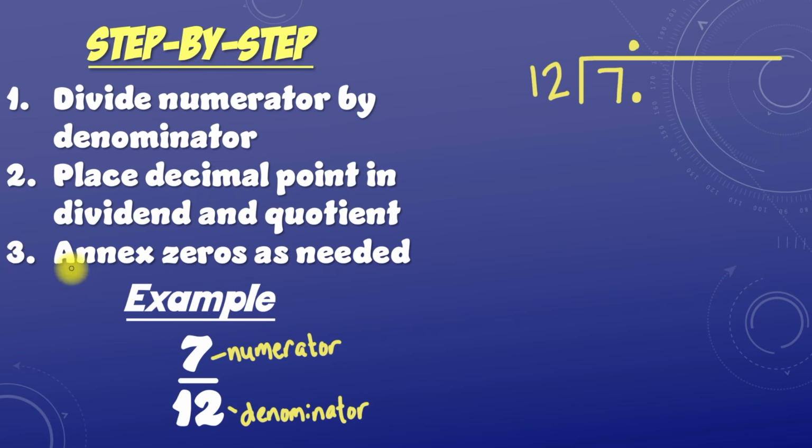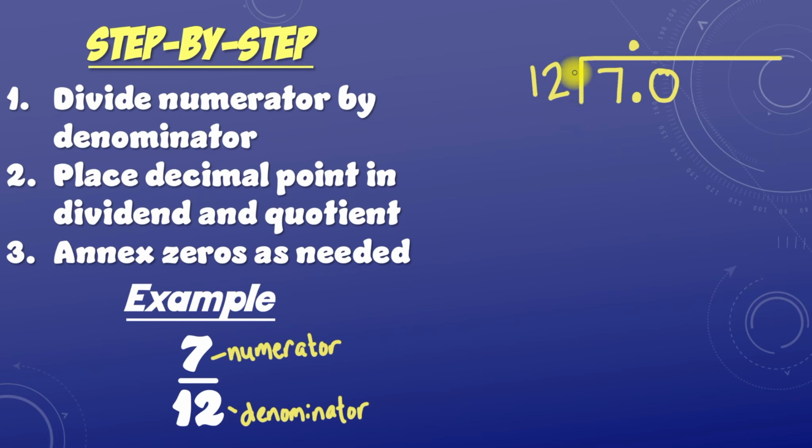And step 3 says to annex zeros as needed. That word annex might look tricky, but it just means to use zeros as placeholders to the right of the decimal point. So we'll start by placing 1 0 right here. So now that we've finished going through our 3 steps and our long division is all set up, we're ready to divide, column by column.